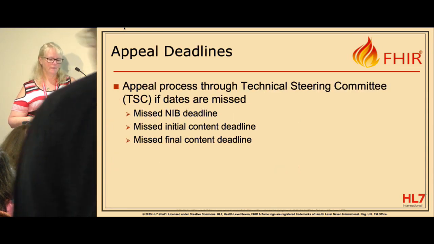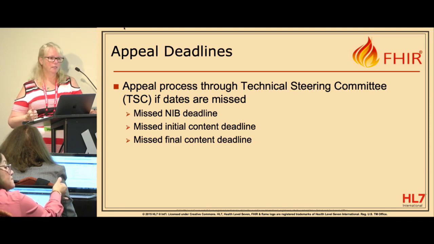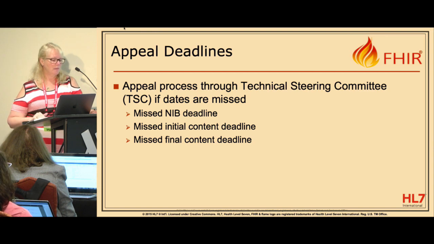There are some appeal deadlines that are put in the process because we know things happen and people miss deadlines. So if you miss a NIB deadline, notice of intent to ballot, there is an appeal date. You can go back to the TSC for approval. If you miss the initial content deadline, you also can appeal, and if you miss the final content. So there are some appeal processes put in place if you miss some of these deadlines.